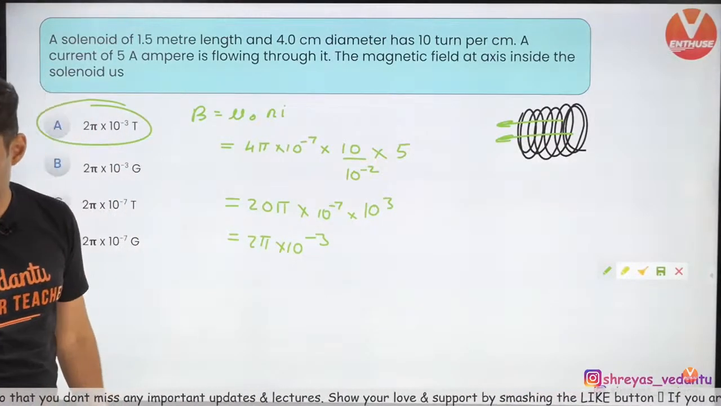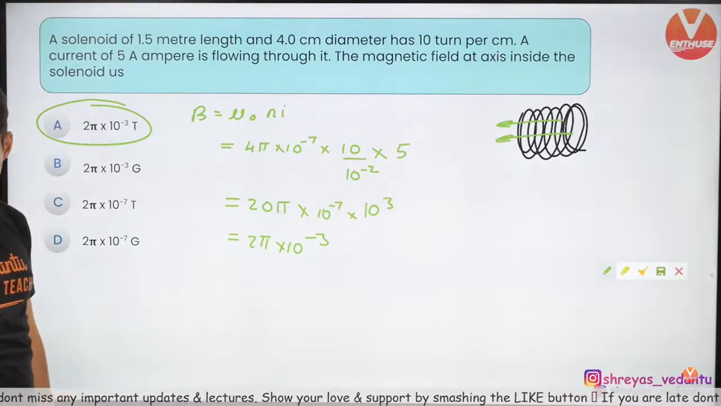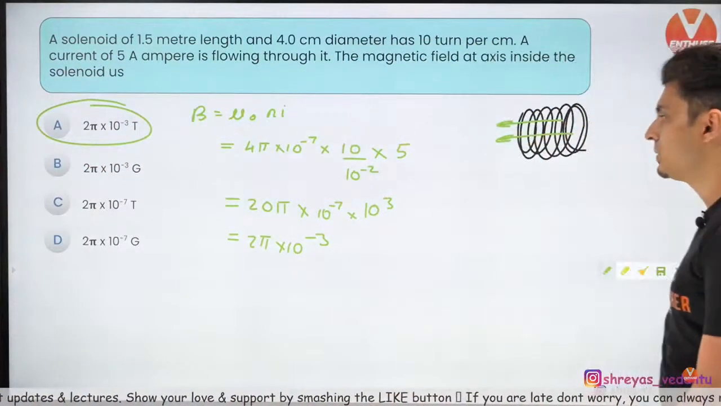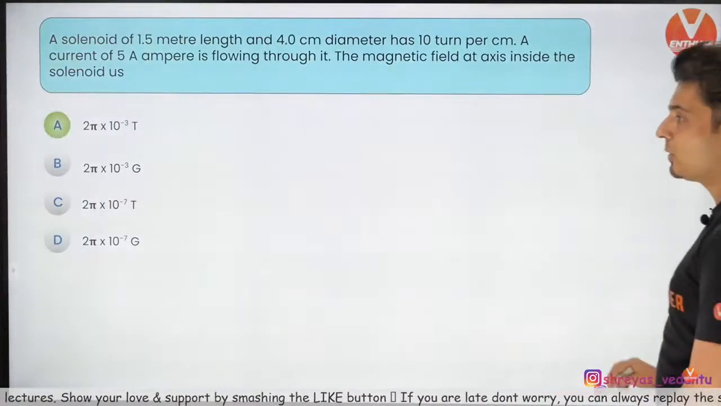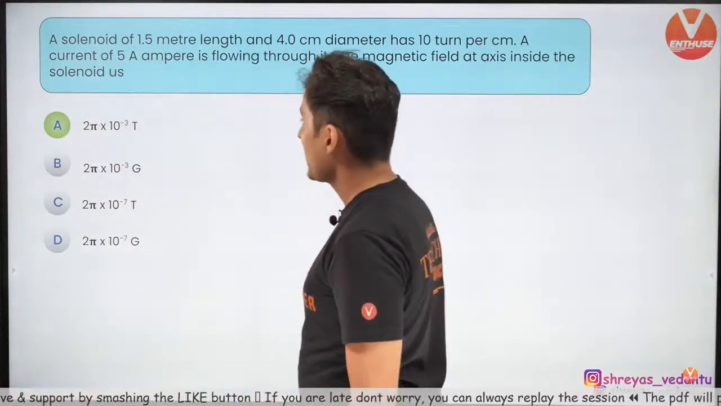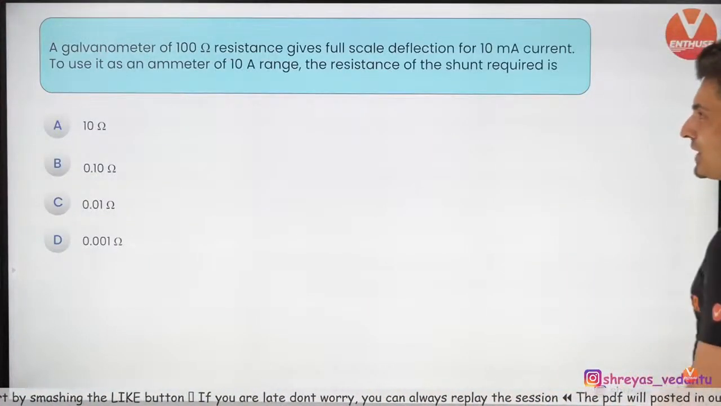Are you getting option A? Very good. No issue, it is not C. Be careful. Yeah, it is option A. Be careful with the units. The second option said Gauss. Gauss is different. Yeah, be careful. Okay, let's move to the next question.